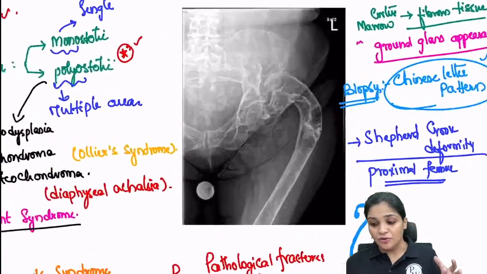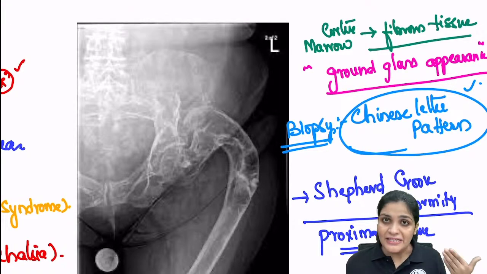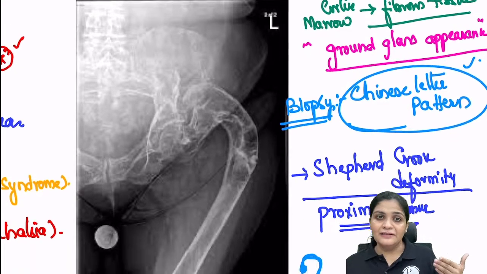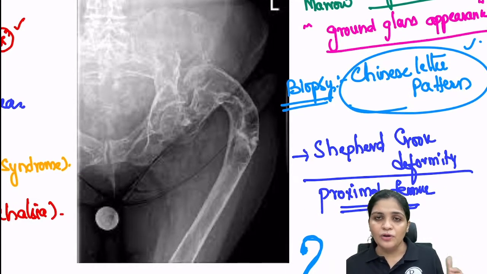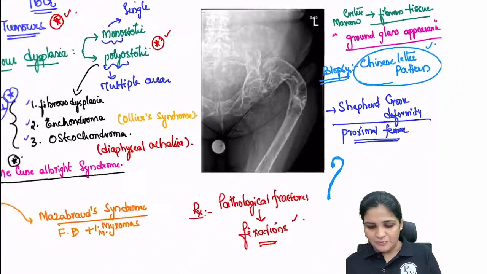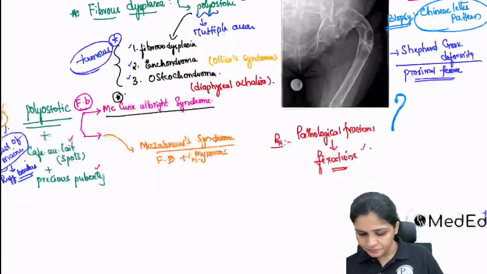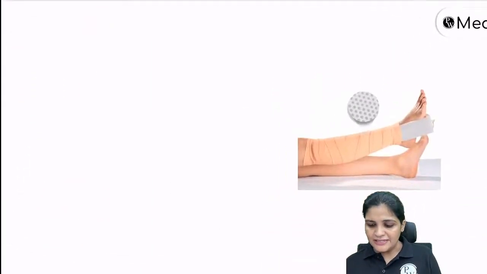So how does it look on biopsy, which pattern, the Chinese letter pattern; on X-ray, the ground glass appearance, right? And the deformity is called the Shepherd's crook deformity. Is that fine, everybody? Yes, so that is about your fibrous dysplasia. Next question. So next image-based question.